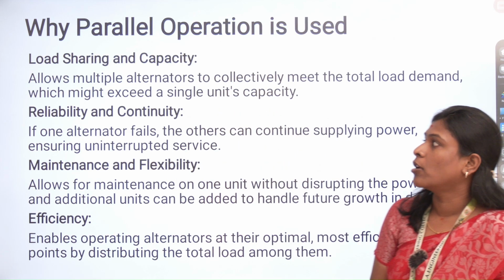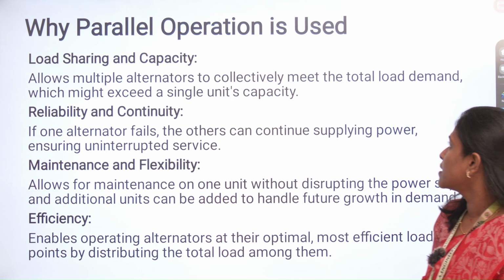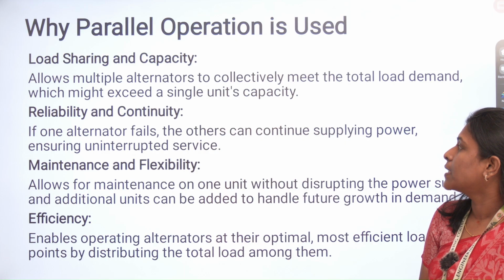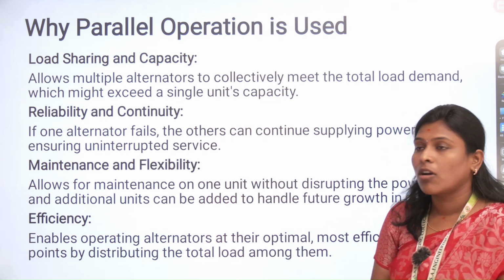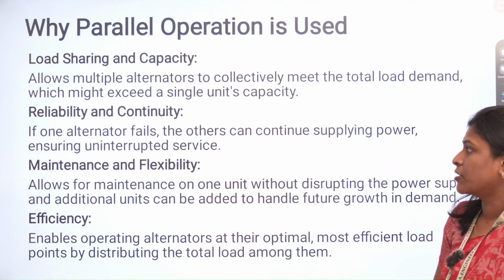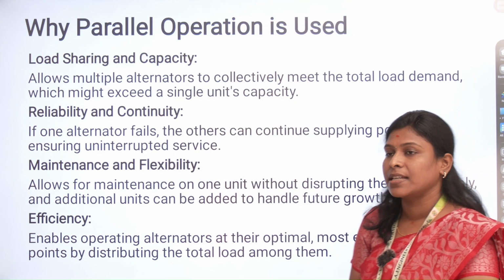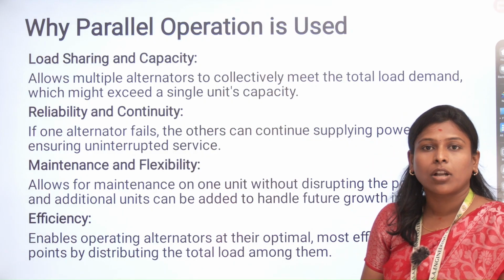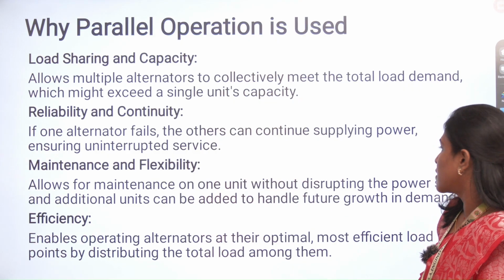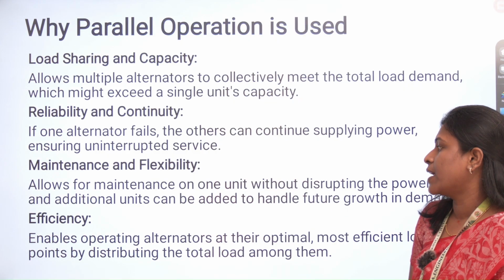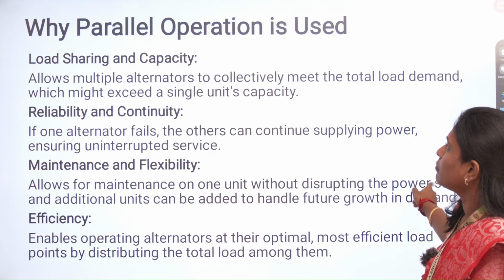Why are we going for parallel operation? First one is load sharing and capacity. It allows multiple alternators to collectively meet the total demand, which might exceed a single unit's capacity. Next is reliability and continuity. If one alternator fails, the other alternator can continue its operation so that we can get uninterrupted power supply. Next is maintenance and flexibility. When one alternator is shut down for maintenance, the other alternator can run at its full load demand. Next is efficiency. It enables operating the alternators at their optimal, most efficient condition.